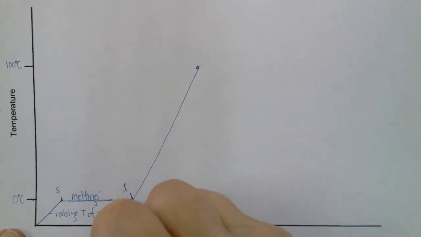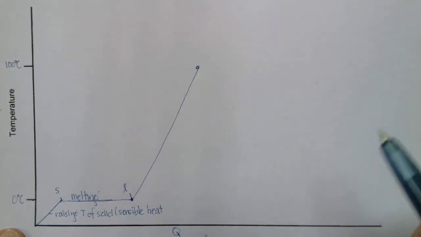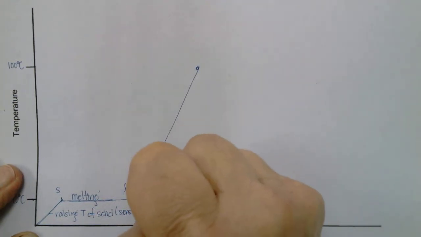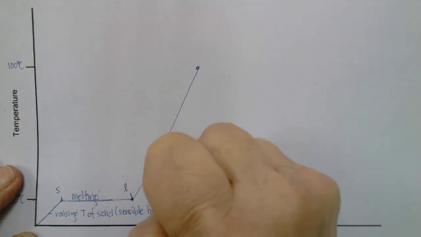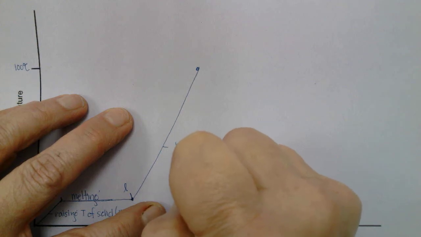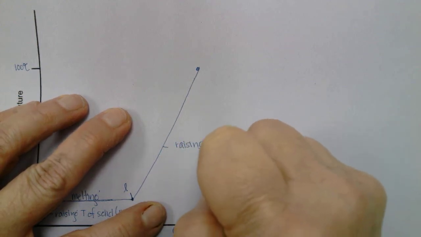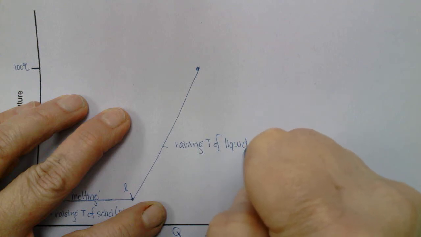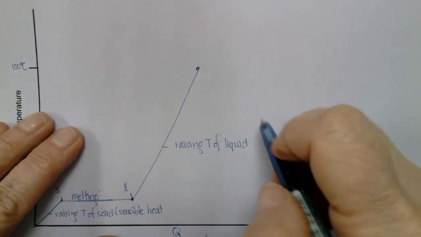So once I've hit all liquid, now I'm ready to bump my temperature up. And at this point now, I am raising the temperature of my liquid. And again, this is going to be called sensible heat.